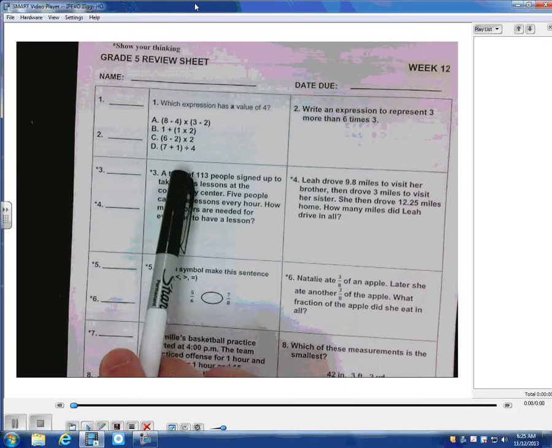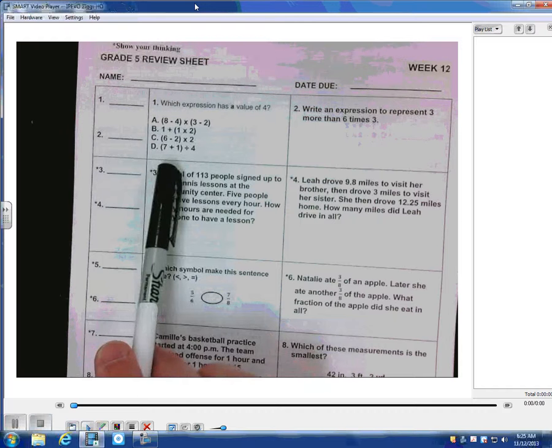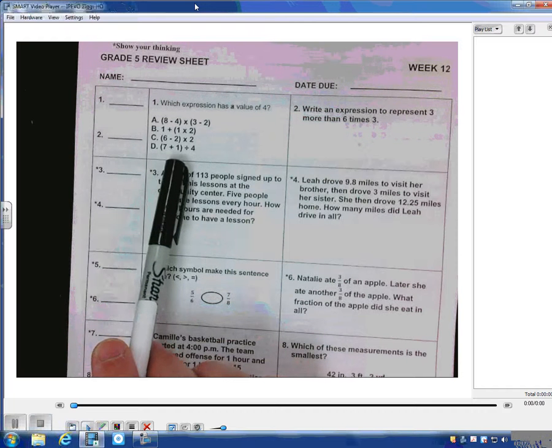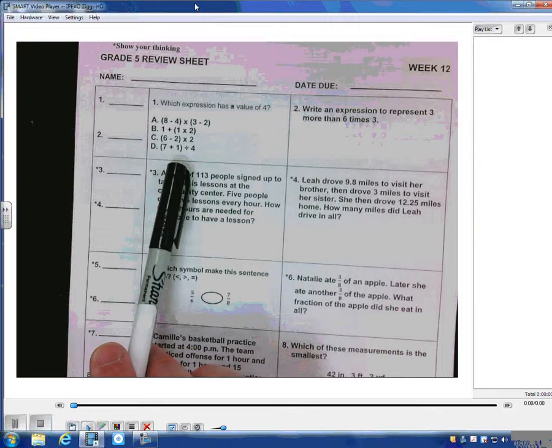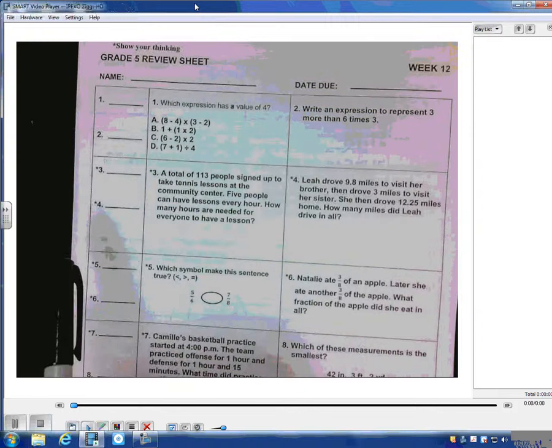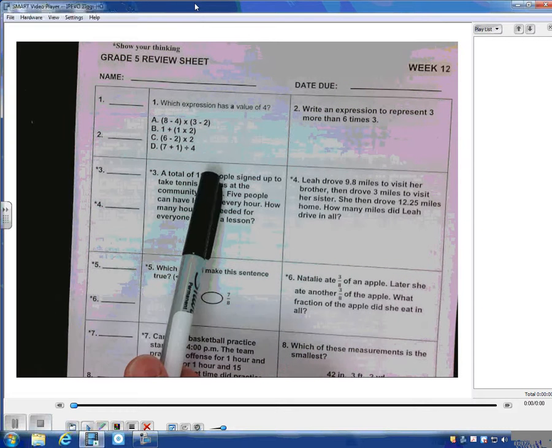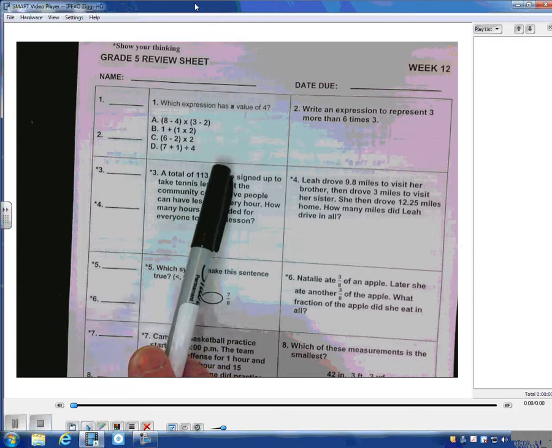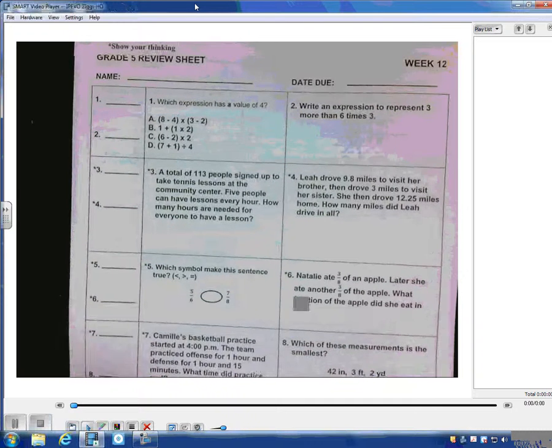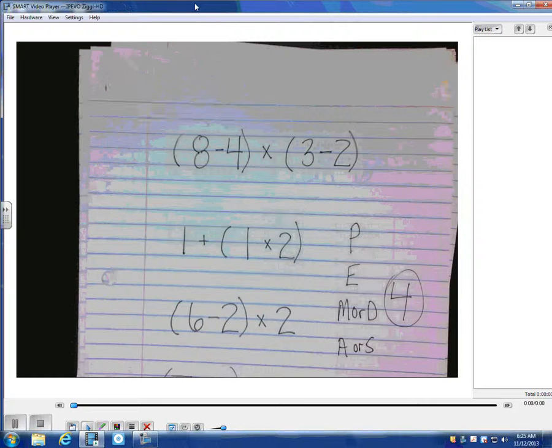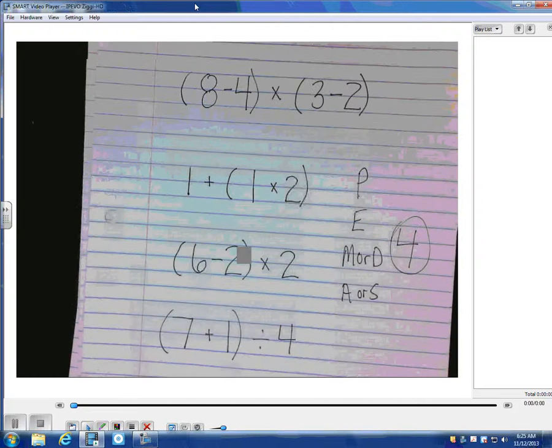And then it gives you A, B, C, and D, and it gives you a different expression with each letter. What you're going to need to do is solve each expression to see which one gives you a value of 4, or an answer of 4. So, just looking at this a little bit closer, I wrote the problems A, B, C, and D on here.